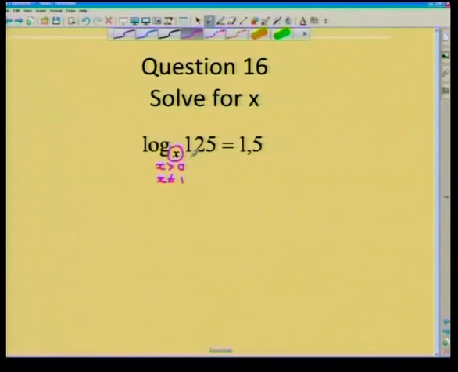Right, so what we're doing here is that method I've shown you now, where we say the x kicks that up to give me that. So x kicks up the 1,5 to give me 125. Right, now to solve that, we can write this as x to the 3 over 2, because 1,5 as a fraction is 3 over 2, is 125.